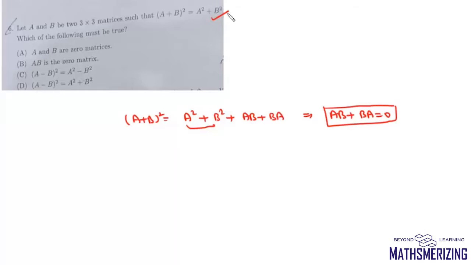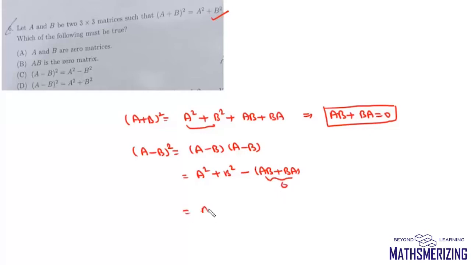Now which of the following must be true? Now we look at (A minus B) square, which will be (A minus B) into (A minus B). So it will be A square plus B square, and this is minus (AB plus BA). Now we know that AB plus BA is a null matrix. So this is O. So this result will be simply A square plus B square, and that's your option D.